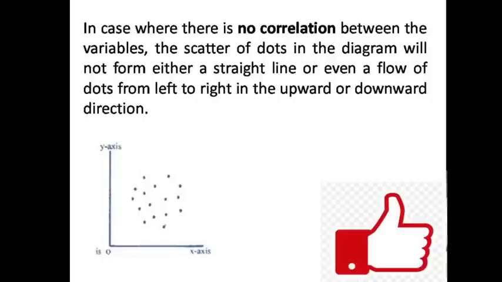In case where there is no correlation between the variables, the scatter of dots in the diagram will not form either a straight line or even a flow of dots from left to right in the upward or downward direction. So here there is no correlation among the variables.